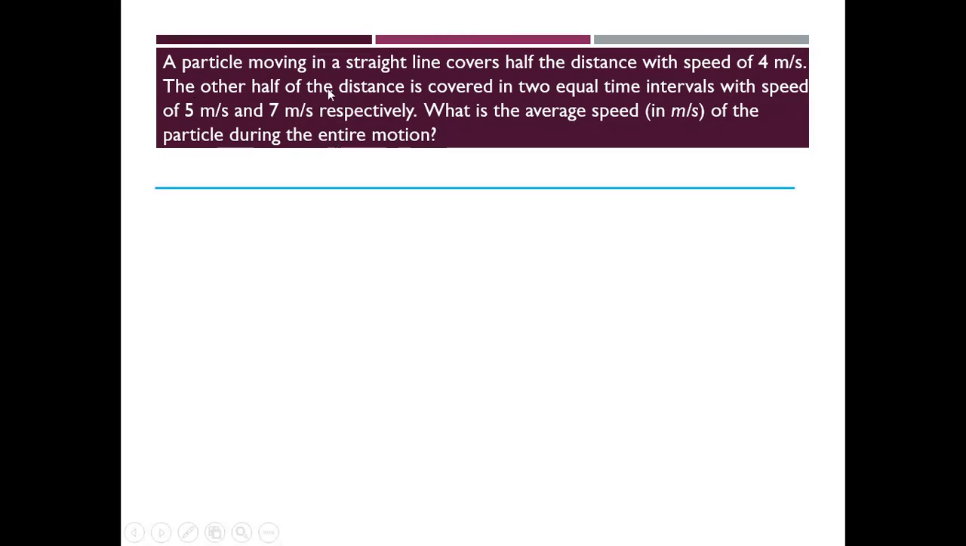The problem states that a particle is moving in a straight line and it covers some distance. It never said how far it is. So for this one, I'm actually going to call it 2D. Now, in case you're confused as to why 2D, why not just D? I'm calling it 2D because the problem states that it covers half of the distance with the speed of 4. So if I call it 2D, I can say the first half is just D. If you look at my diagram here, if you call the whole entire length 2D, then half of 2D would just be D.